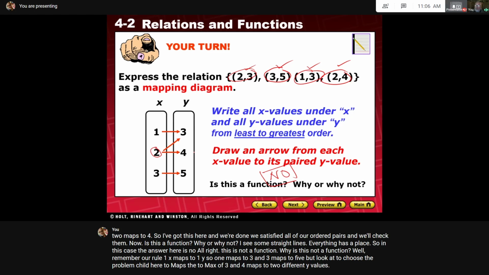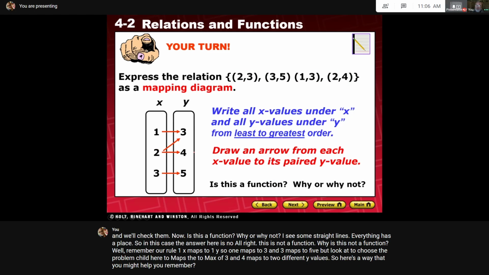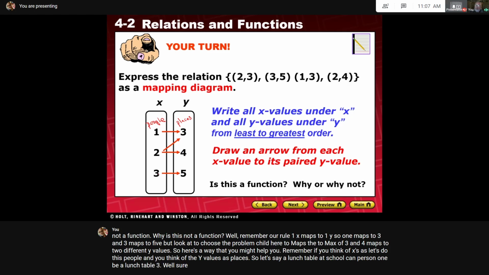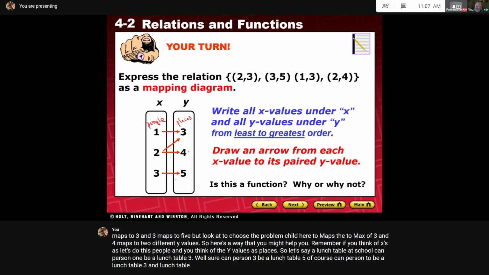So here's a way that it might help you remember. If you think of x's as people, and you think of the y values as places. So let's say a lunch table at school. Can person 1 be at lunch table 3? Well, sure. Can person 3 be at lunch table 5? Of course. Can person 2 be at lunch table 3 and lunch table 4 simultaneously? Well, that's a no. Person 2 cannot be at table 3 and table 4 at the same time.